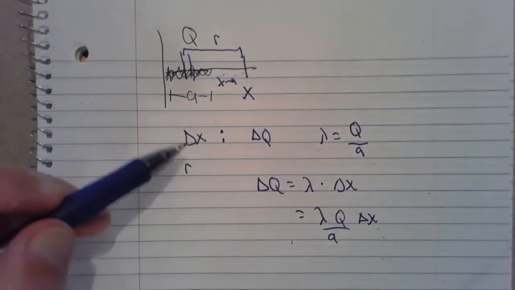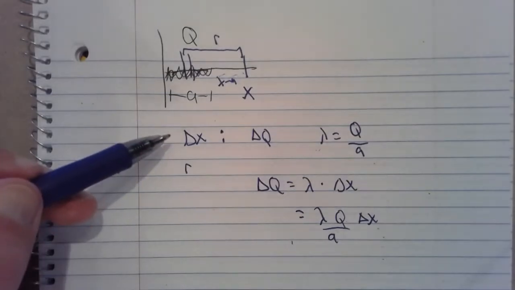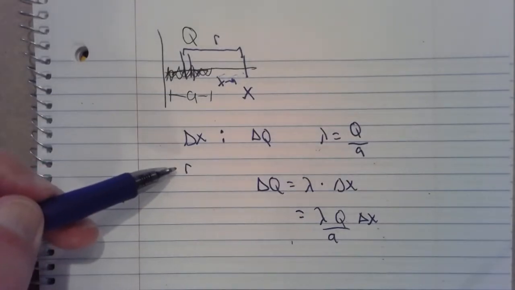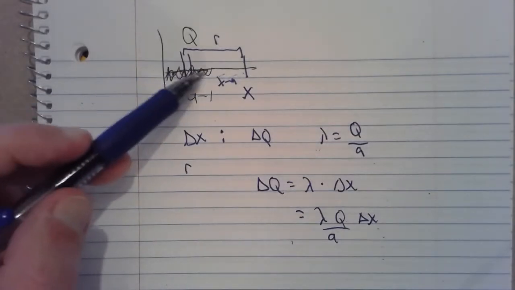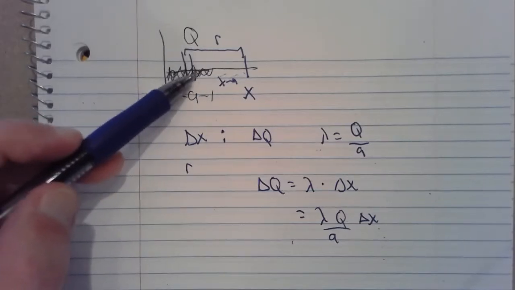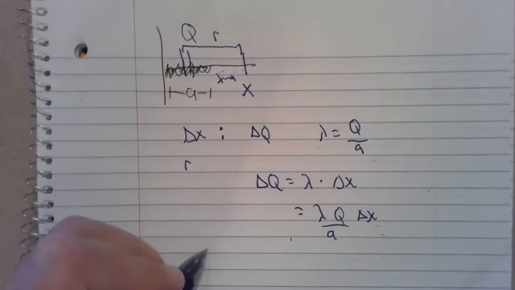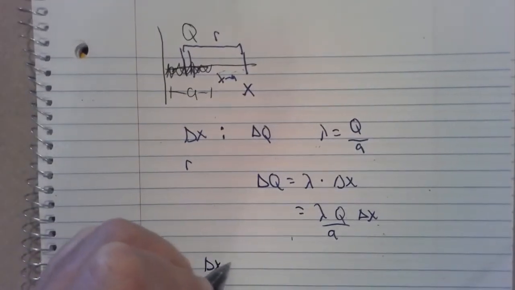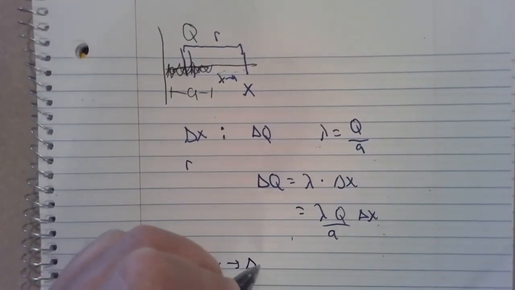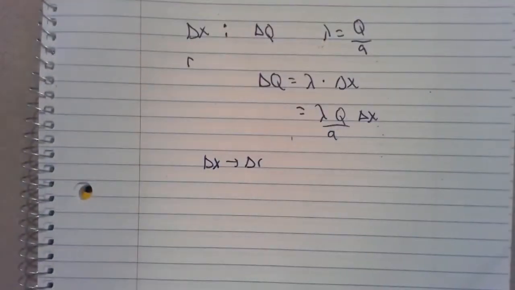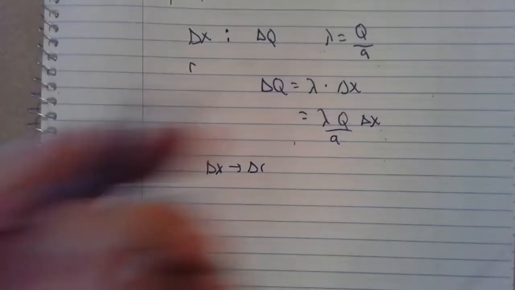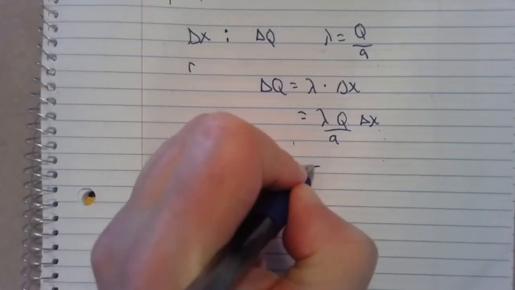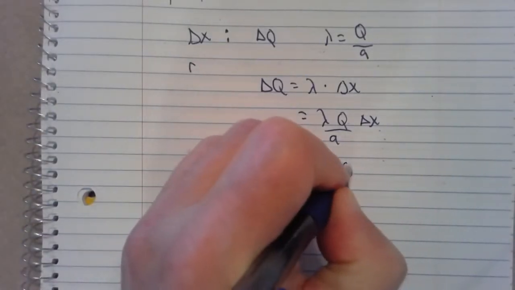Now, I'm writing delta x, but I know I'm going to be integrating with respect to r. But notice here, as x changes, so does r. So delta x and delta r are interchangeable. We just got to be careful with our signs when we write our integral. So I'm going to replace my delta x with the delta r, because that's going to be my variable of integration.